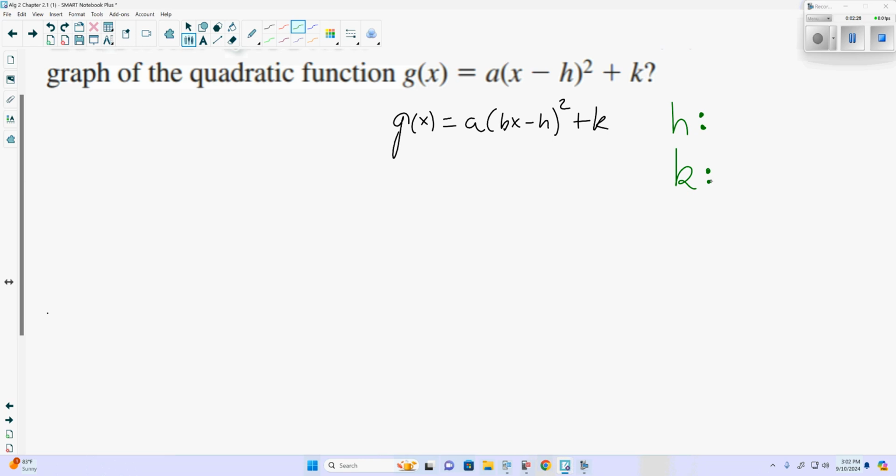So H, the value of H, whenever we have a number in H's spot, it's moving it to the left or to the right. When we're looking at the equation and determining if it moved left or right, it is the opposite of what we think. Because if it's plus 3, it moved left 3. If it's minus 3, x minus 3 inside the parentheses, it's moving right 3. Is that x minus h? Yes.